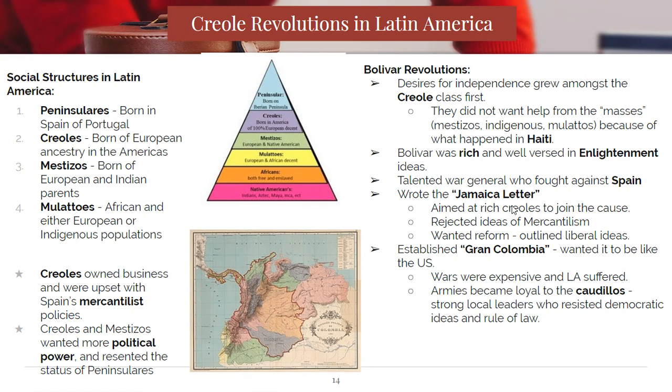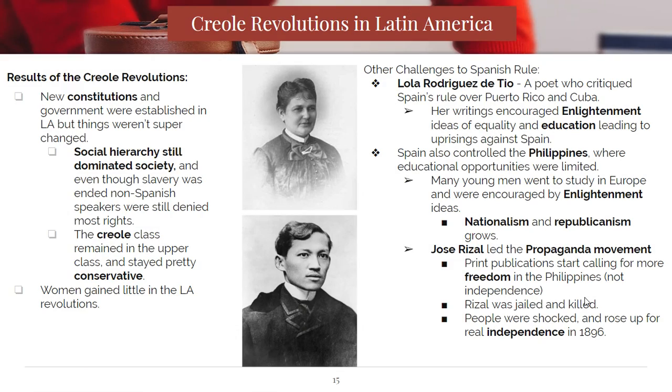He established Gran Colombia and wanted to be like the U.S. Wars were expensive in Latin America, and they suffered. They do eventually break away from Spain, but they're not going to be very well-run democratic nations down here. They're often led by caudillos, strong local leaders who resisted democratic rule of law. As a result of the Creole revolutions, they do get new constitutions.